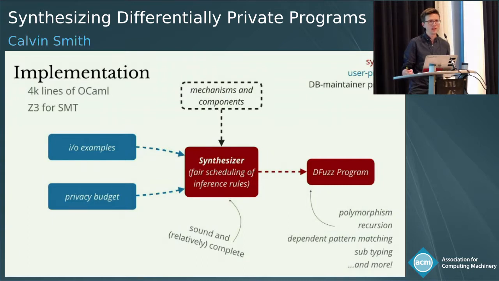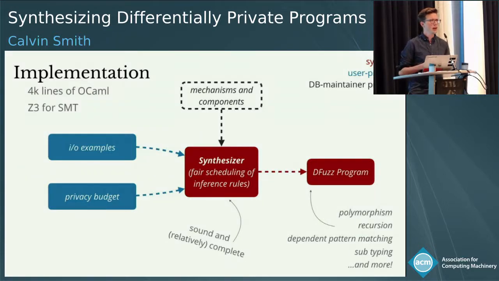For example, it has sensitivity polymorphism. It has recursion, which we handle a fairly limited form of. It has dependent pattern matching. And these two things combine to allow you to do some really complicated algorithms that are guaranteed to be differentially private by construction. It also has subtyping.